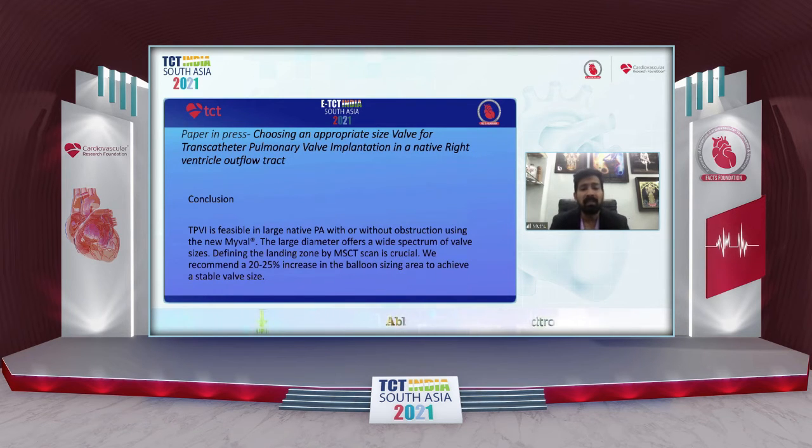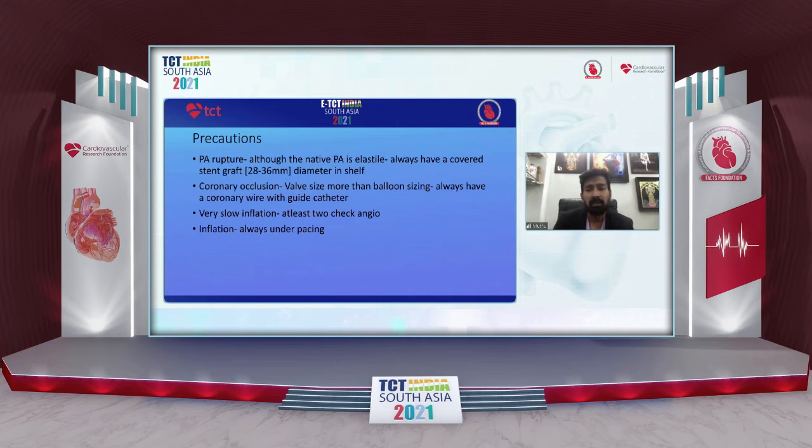So, conclusion: we said that it's feasible to do large native PA without obstruction using the new valve, but we have to recommend a 20-25% increase in balloon sizing to achieve a stable valve position. But precautions: PA rupture is a major concern, as the PA is elastic, and it always accommodates a big valve.